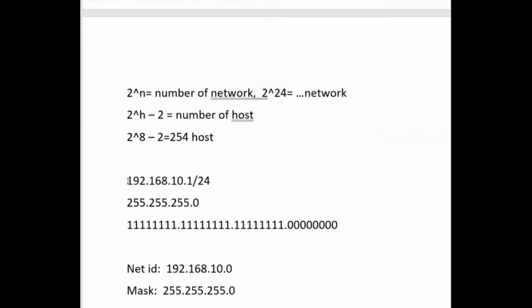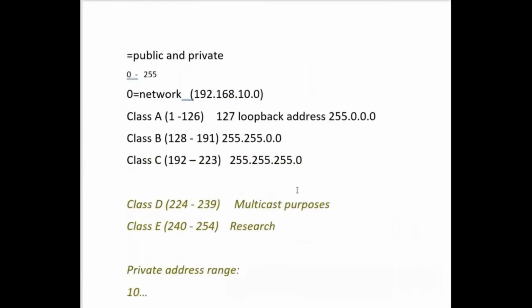Let's go back to that address, 192.168.10.1. So for this address, what is the mask? Let's talk about the subnet mask. If class A, the subnet mask will be 255.0.0.0. If class B, 255.255.0.0. If class C, 255.255.255.0. So what is a subnet mask?